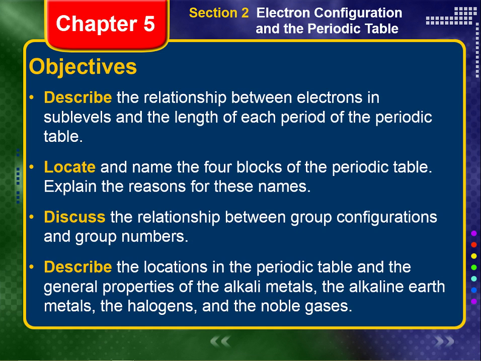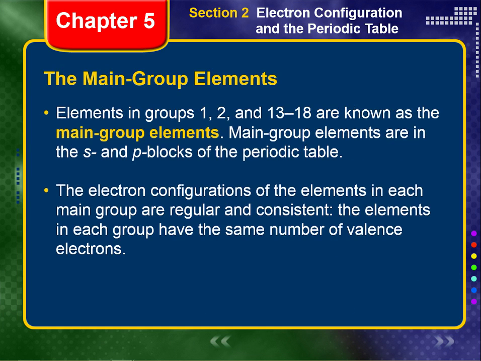Now I said we're combining sections, so here's section 2. Describe the relationship between electrons in sublevels and the length of each period of the periodic table. Locate and name the 4 blocks of the periodic table and explain the reasons for these names. Discuss the relationship between group configurations and group numbers. And then describe the locations in the periodic table and general properties of the alkali metals, the alkaline earth metals, the halogens, and the noble gases.